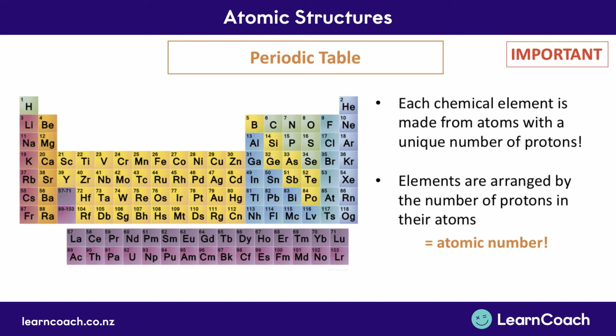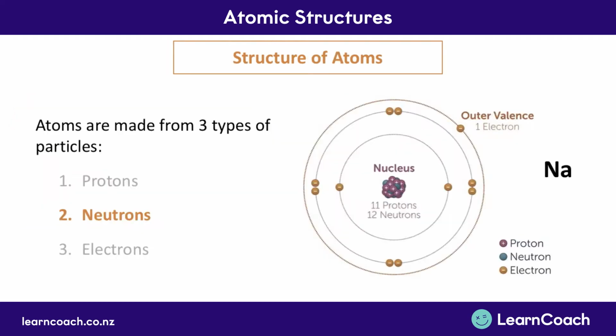And as you can see on the periodic table, the little number in the left-hand corner above the chemical element symbol is the atomic number. So we therefore know that the atomic number of lithium is 3 and the atomic number of beryllium is 4, and so on. So now that we've talked about the protons, let's take a closer look at the neutrons.